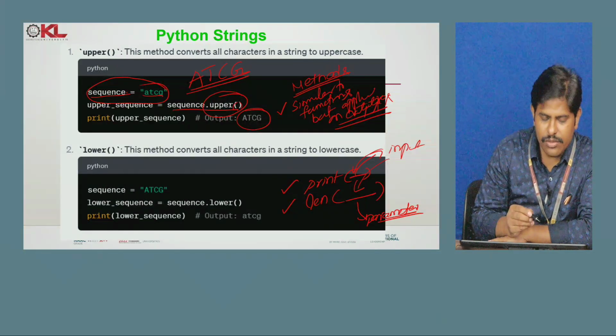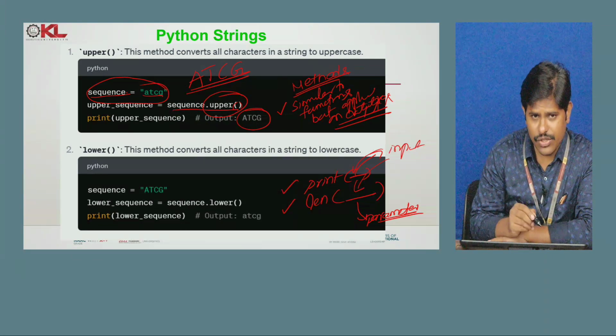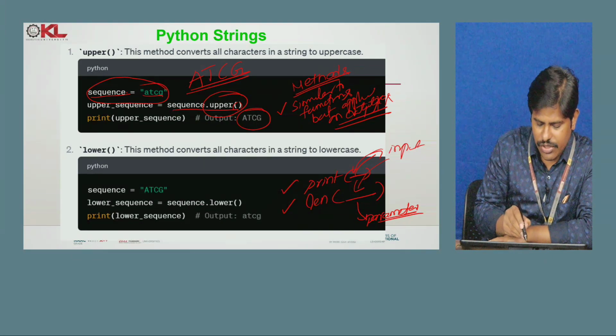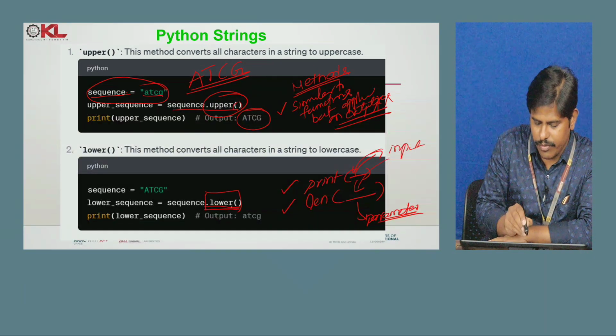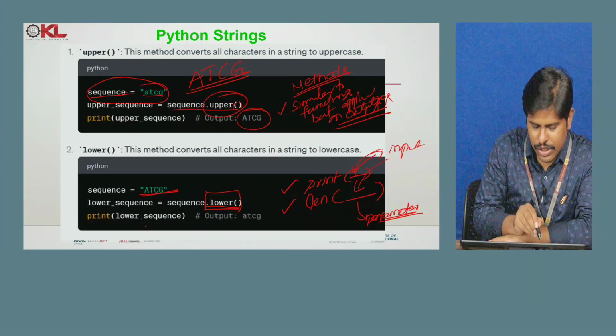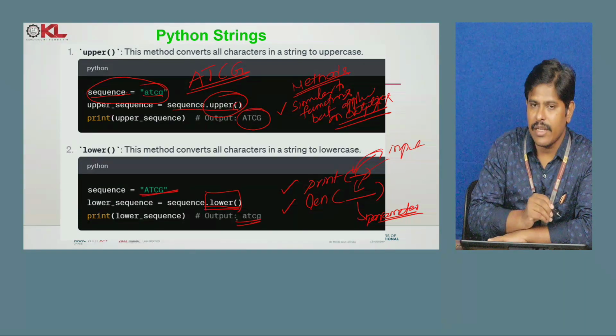And if I want to convert uppercase to lowercase, I can use the dot lower method, and my ATCG will become, when I print lower sequence, atcg in lowercase here.